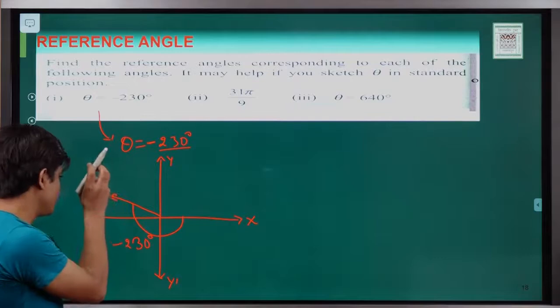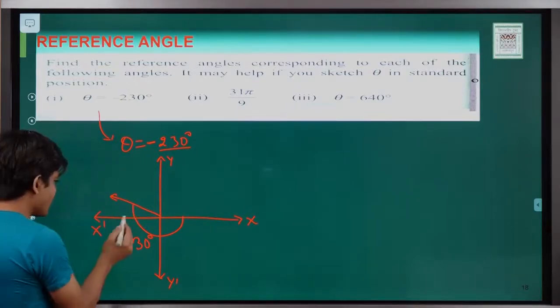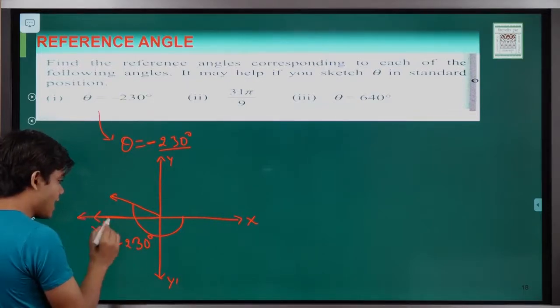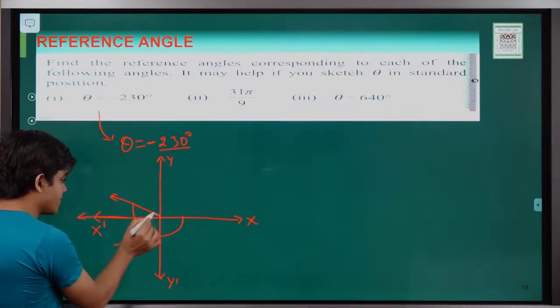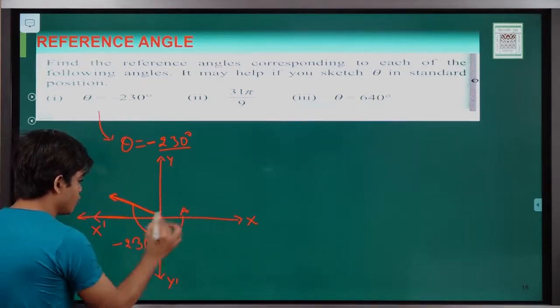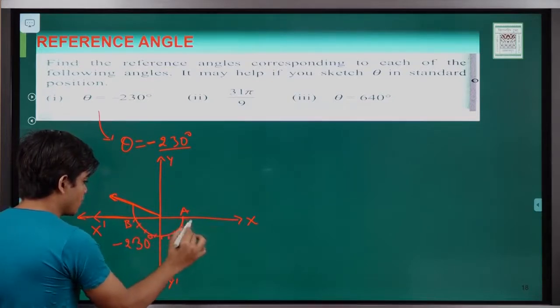But we are interested in the reference angle. So reference angle means the acute angle between the x-axis and the terminal side. So up till here, from A to B, this total angle is 180 degree.